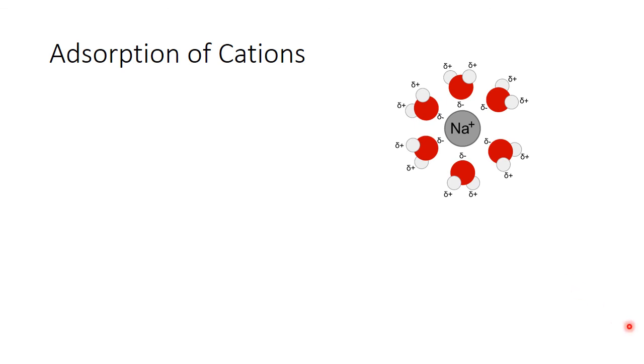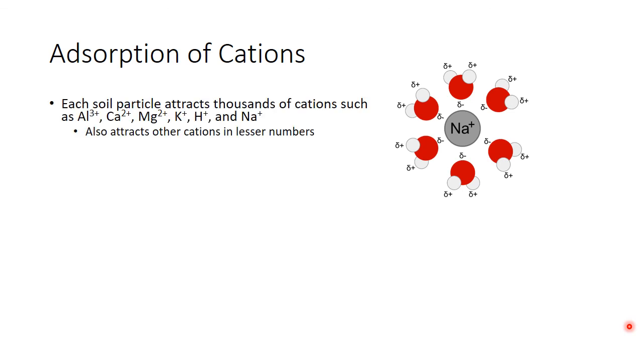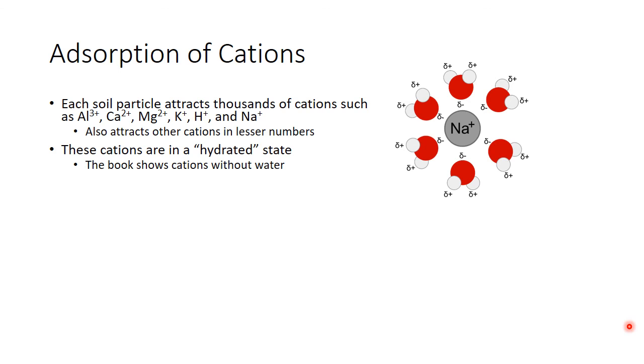So we have these cations, and these cations generally occur in what we call a hydrated state. So some example cations that occur commonly in soils: aluminum, calcium, magnesium, potassium, hydrogen, sodium. Those are the most common cations present. There are other cations present, but in lesser amounts. So for the sodium example, it's hydrated, meaning that it's not just a bare cation floating around in solution. It's actually hydrated and completely surrounded by water molecules. And because sodium is a cation and it has a positive charge, the part of the water that's pointing towards the cation is the part of the water that has a negative dipole moment.